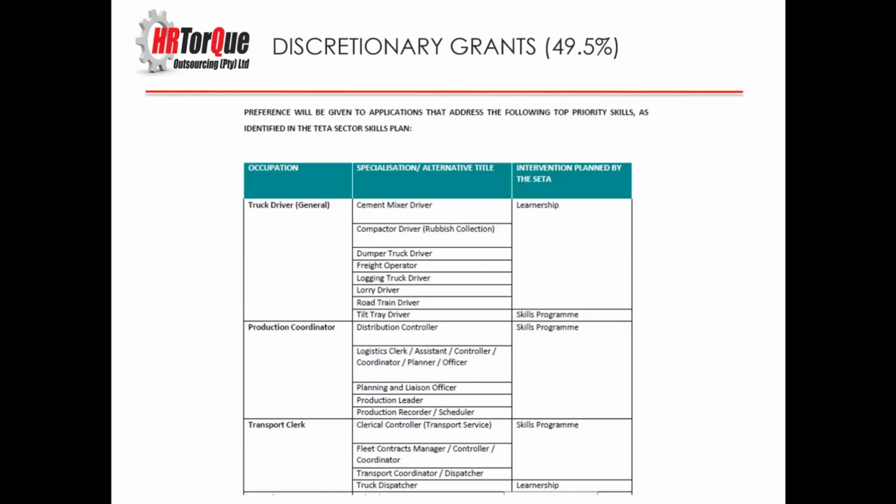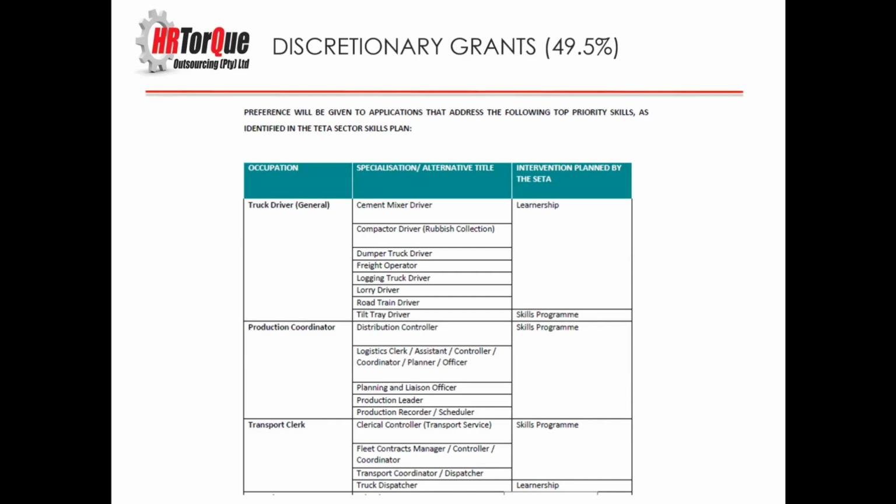Okay, so this is an example of discretionary funding that has become available. Obviously, it's in a particular industry, but what will happen is, so this was in TETA, which is transport. So they will then say, for example, that they have within truck drivers, production coordinators, and transport clerks, the specialization is cement mixer driver, and so they go.